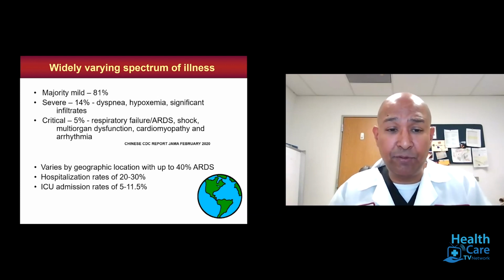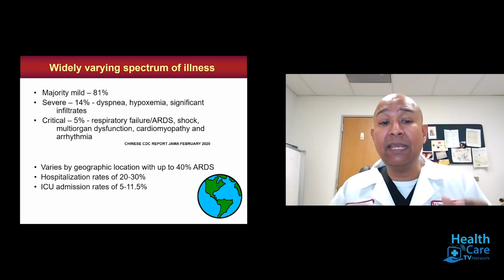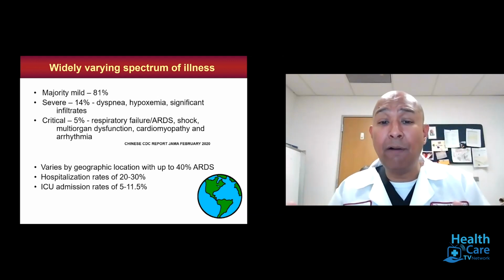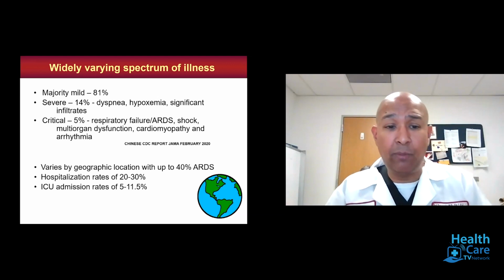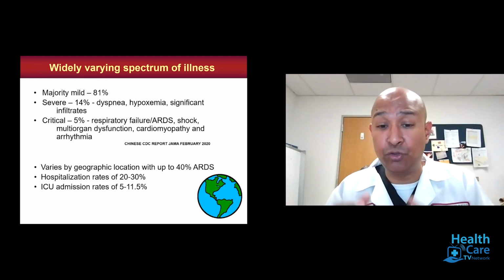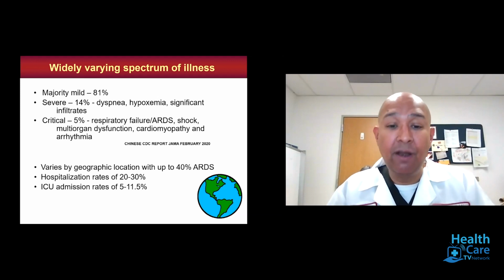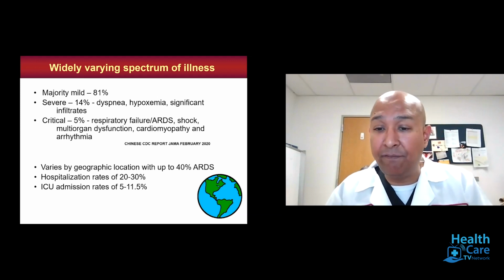But look at my bottom 3 bullet points. I just wanted to pound home that these numbers vary by geographic location. So taking it as a whole, about 40% of individuals will develop ARDS, which is why I want to talk about that. Hospitalization rates of individuals with COVID-19 could be around 20 to 30% of individuals go to the hospital in general. And the ICU admission rate is around, depending on where we get our information, 5% to around 11.5%.